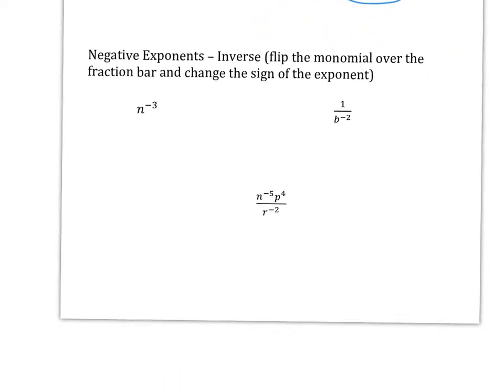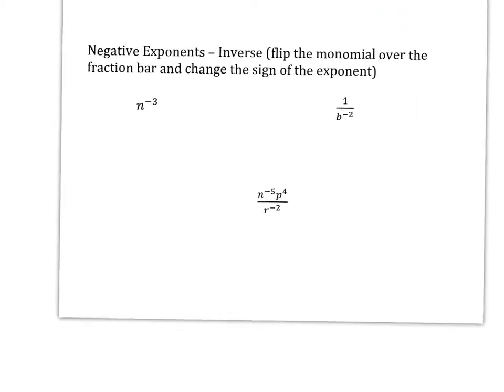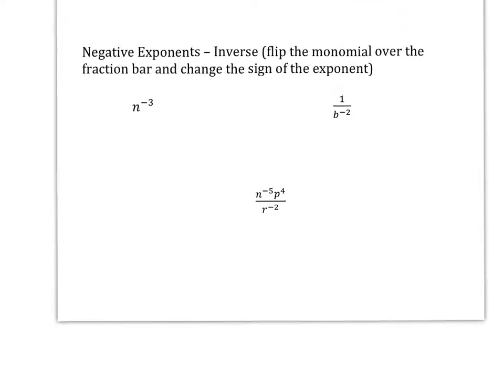All right, now let's look at negative exponents and more about what it means to have a negative exponent. Well, we cannot write our answers with negative exponents, so we must find the inverse, meaning that to make them positive, we will flip the monomial over the fraction bar and change the sign of the exponent. So, with this first example, n to the negative 3rd, if I want to rewrite that to become a positive exponent, I'm simply, if this is over 1, going to flip the fraction. Okay, so I'll have 1 over n cubed. Again, that's the inverse of n to the negative 3rd.